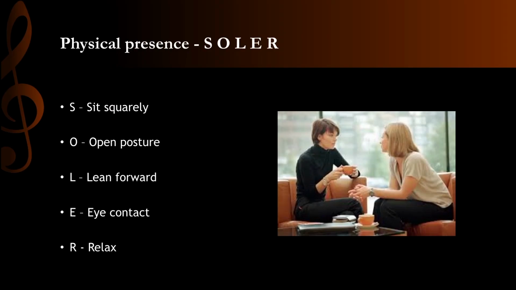So S is sit squarely, O is open posture, L is lean forward. As you can see, she's leaning forward. E is for eye contact, and R is for relaxed. There you don't see any tension in her.